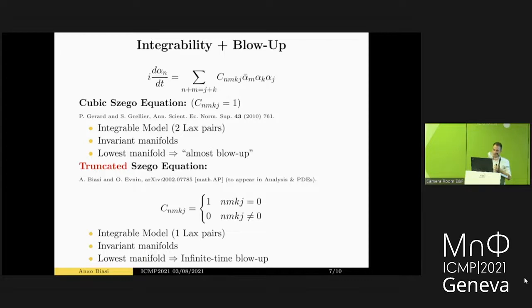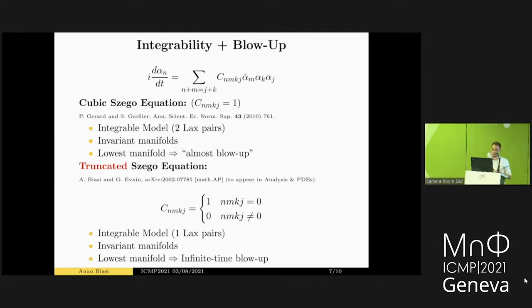So what we did is we modified this cubic Szegő equation, but instead of a small modification, we performed a very abrupt modification, in the sense that we remove a lot of interactions or a lot of couplings of this system. Instead of all the couplings being one, all the interactions that don't involve the lowest mode, we remove them. So we remove all the interactions between high modes, for example, between intermediate modes, and only the interactions that involve the lowest mode remain.